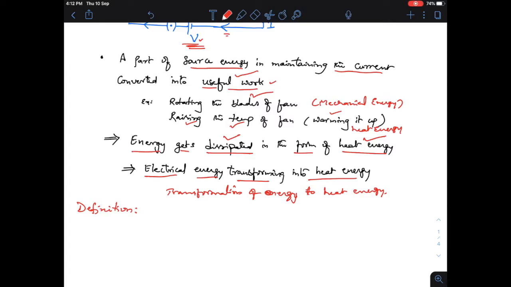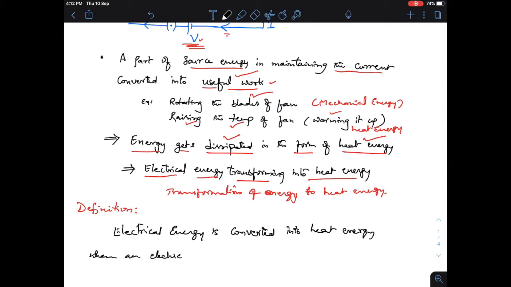So, let us write the definition first. Electrical energy is converted into heat energy when an electric current flows through a resistance or resistance wire. So, this is the definition.